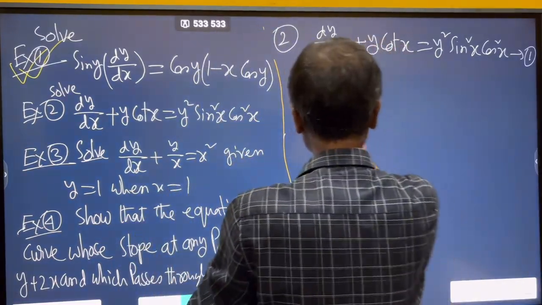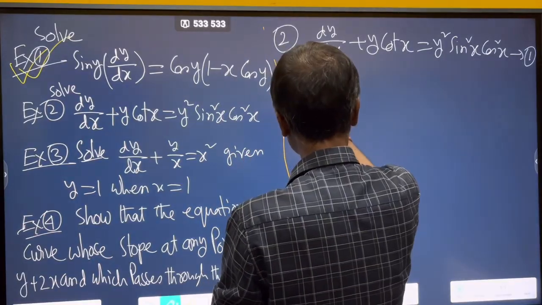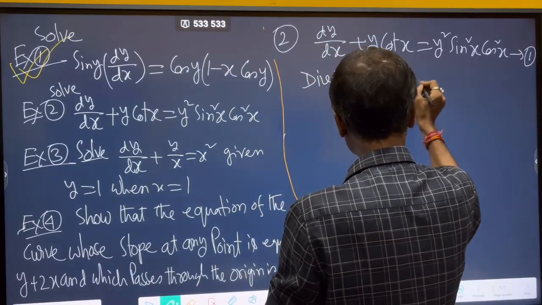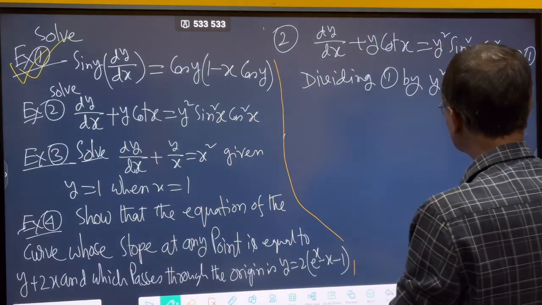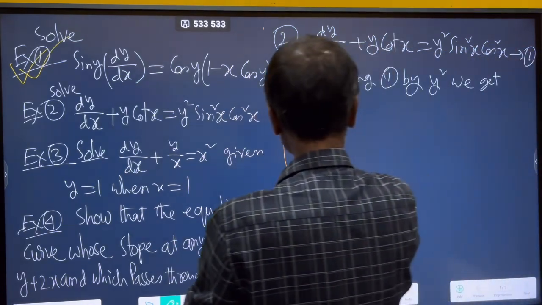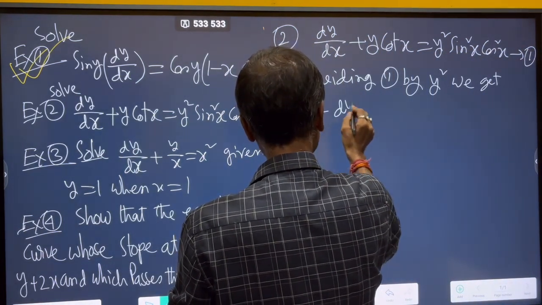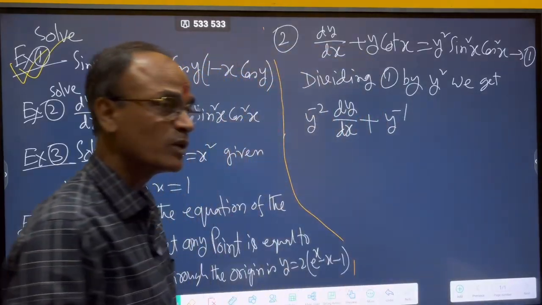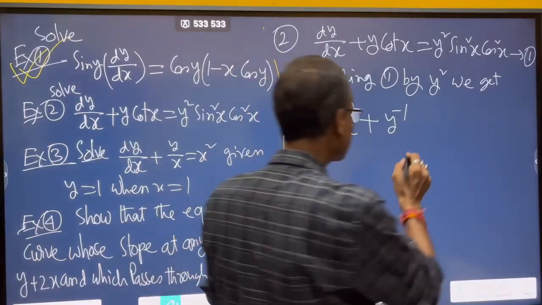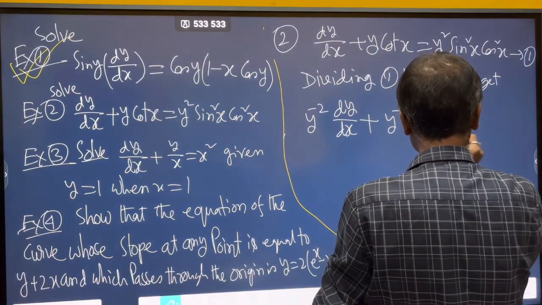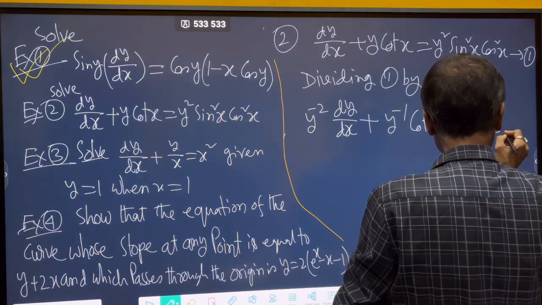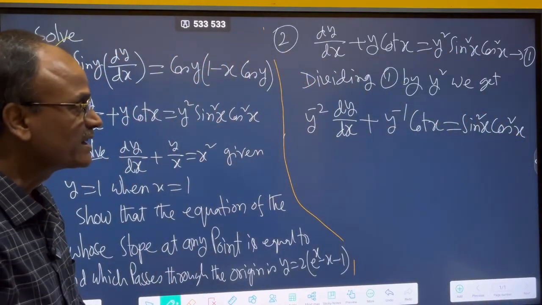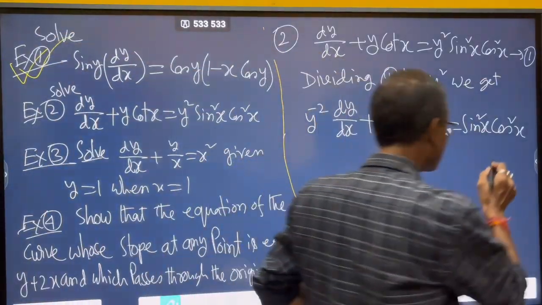Dividing by y square we get y to the power minus 2 dy by dx plus 1 by y square times y, that means y to the power minus 1, cot x, equal to sin square x cos square x. Now suppose this is number 2.